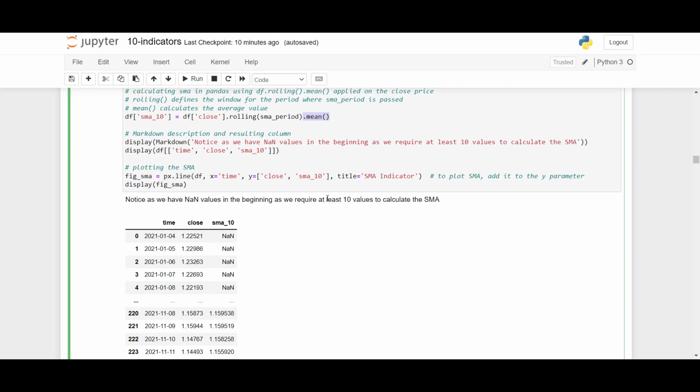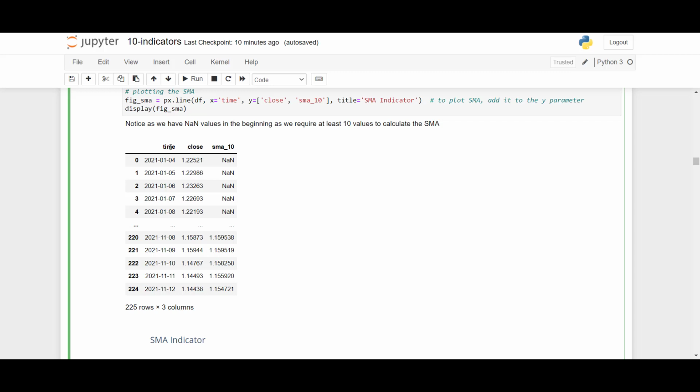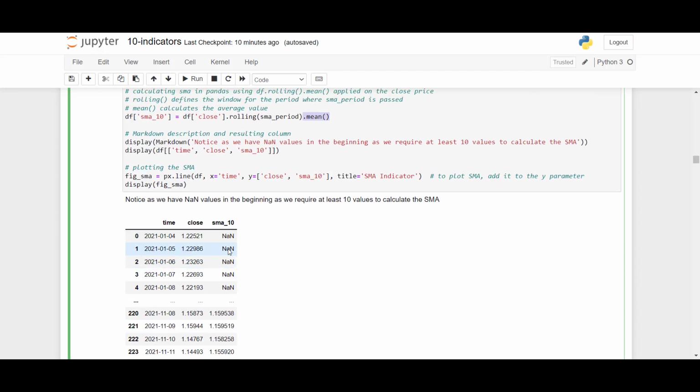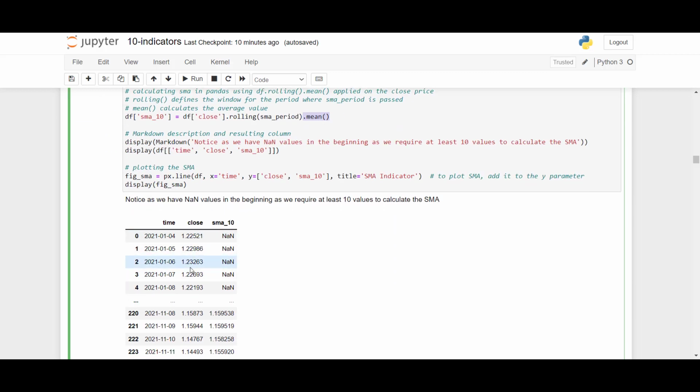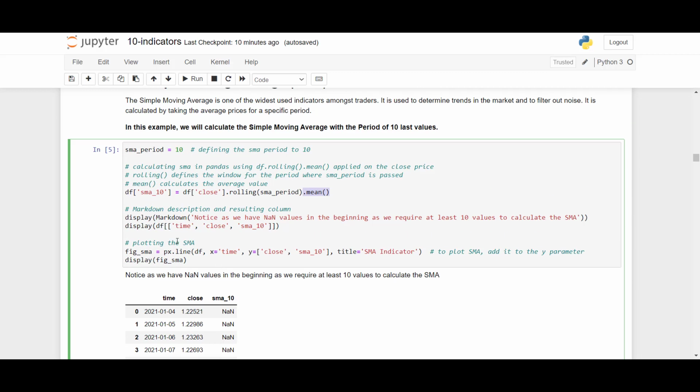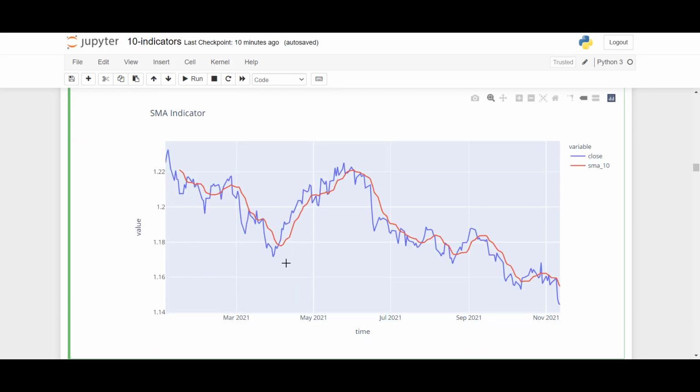And so now, if you look at the data frame, we now have time, close, and SMA here. And what you can also see is that the first 10 rows don't have any SMA values, because to get the SMA, you need at least 10 of these inputs. So to plot the SMA, we can use px.line. Here on X, we again specify time, and on the Y-axis, we add the close and the SMA 10 data. And the figure looks something like this.